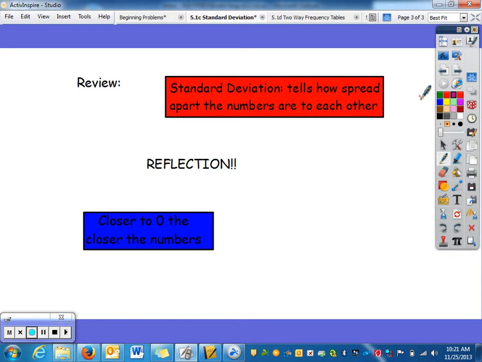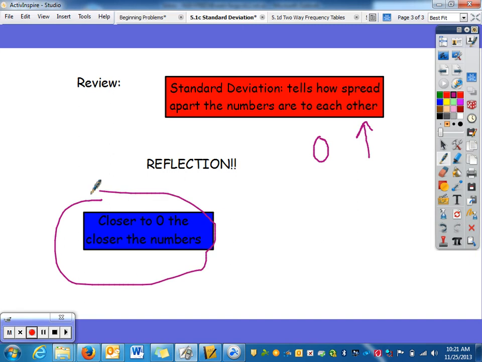And that is it for this video. So just to review, standard deviation tells how spread apart the numbers are to each other. And again, the closer to 0, so 0 is perfect. And then if you go higher, that means the numbers are more spread apart. And then the closer to 0 the numbers are, the better the standard deviation. You're going to learn how to calculate standard deviation in class. I just wanted you to become familiar with what standard deviation is.